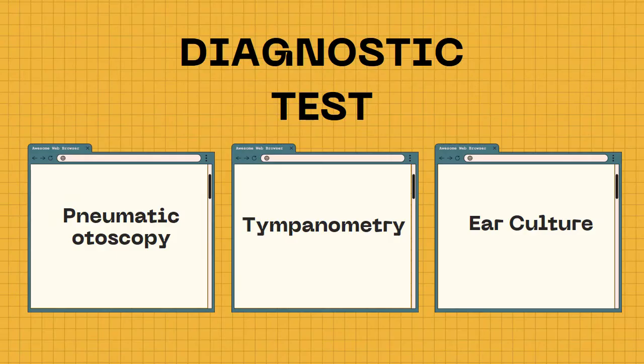Now, let us proceed with diagnostic tests or exams. First, we have pneumatic otoscopy. The doctor uses a tool called a pneumatic otoscope to look at the eardrum for signs of an ear infection or fluid buildup. Next, we have tympanometry. It measures how the eardrum responds to a change of air pressure inside the ear. Then we have ear culture. This test checks for germs that can cause infection. The sample taken for this test can contain fluid, pus, wax, or blood from the ear.